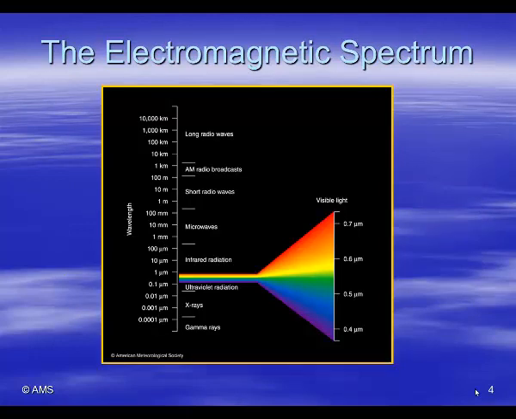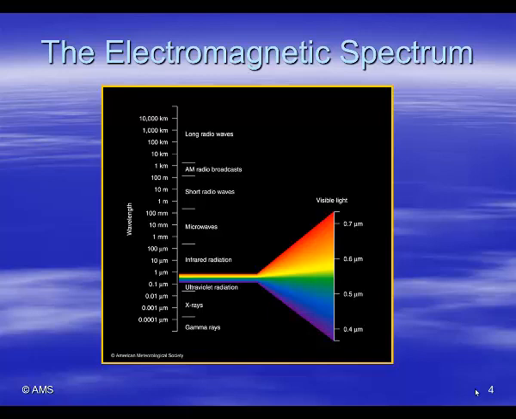So here's a picture of the electromagnetic spectrum. What you see is that the visible light is a very small part of this spectrum. The visible spectrum, the longest wavelength is red, and it's about 700 nanometers, or 0.7 micrometers. And the shortest wavelength is purple. That's about 400 nanometers, or 0.4 micrometers.